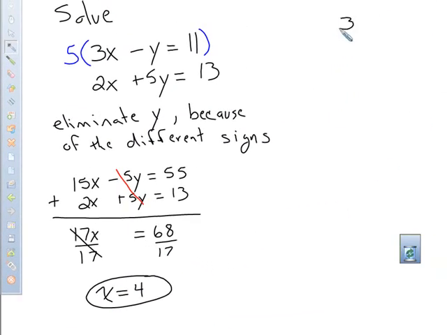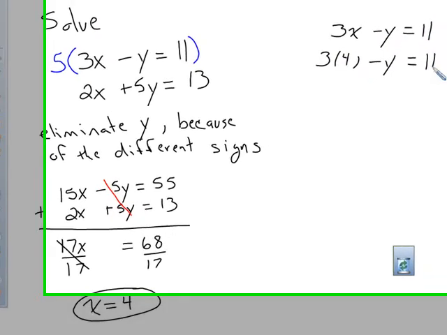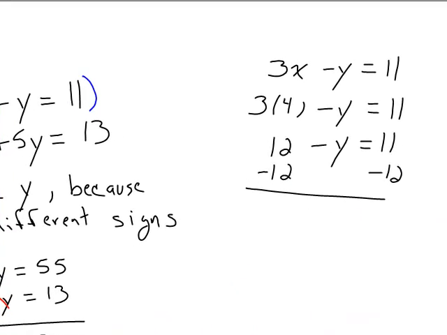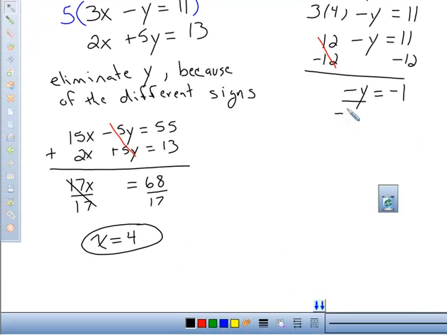And x is going to equal 4. Now I can use x equals 4 back into either one of the two original equations. I'm going to take the top one, the 3x minus y equals 11, and say that's 3 times 4 minus y equals 11. So 12 minus y equals 11. I'm going to subtract 12 from both sides. Twelves cancel right there.